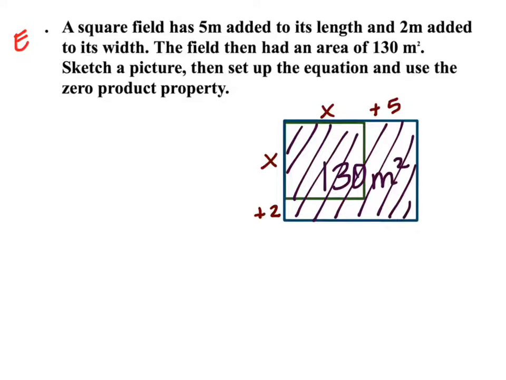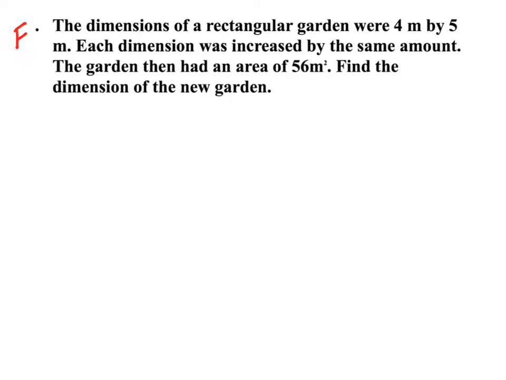And let's take a look at F. This is our last video that we're going to do, or the last problem in this video that we're going to do together. So F says the dimensions of a garden were 5 meters by 5. Oh, excuse me. Let me rephrase this. The dimensions of a rectangular garden were 4 meters by 5 meters. Each dimension was increased by the same amount. The garden then had an area of 56 meters. Find the dimensions of the new garden.